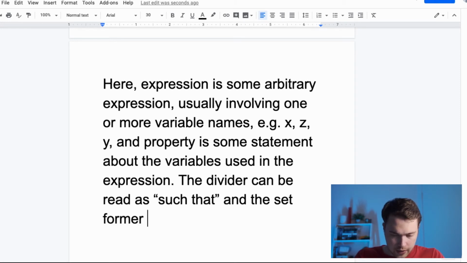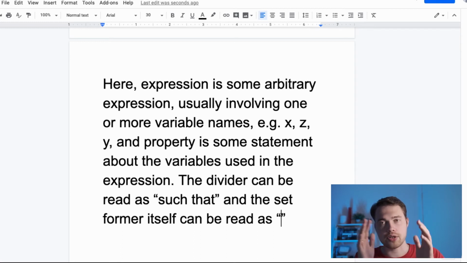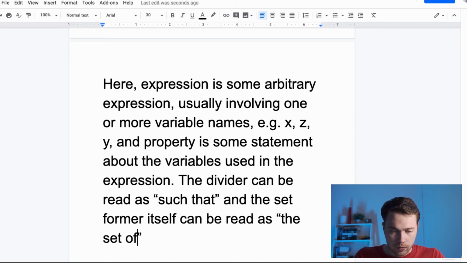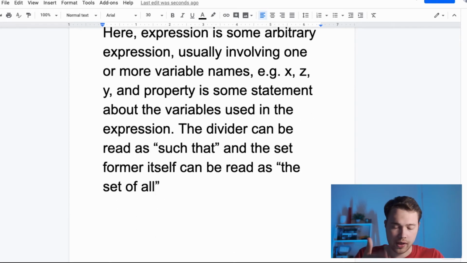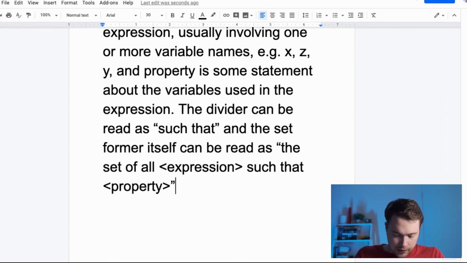And the set former itself can be read as, and that's a kind of a definition, but the verbiage you need to remember: the set of all. You basically always say the set of all, and then you provide a verbal explanation of expression. So this: the set of all expression such that property. That probably doesn't always mean much, but let's get to examples.